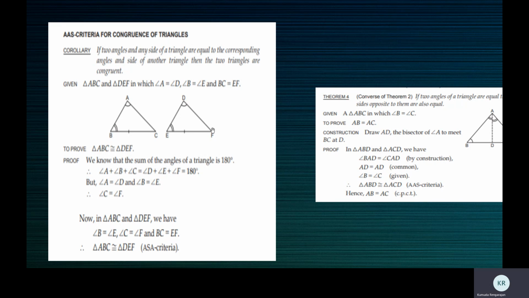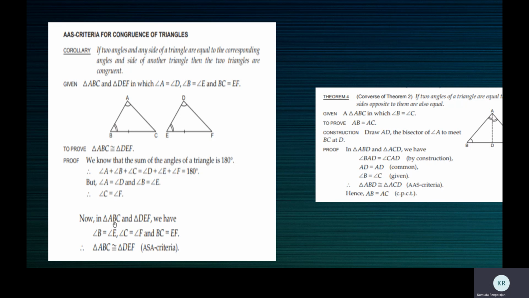Now in the two triangles, we know that angle B is equal to angle E. And now we proved C is equal to F. And we also know that BC is equal to EF. Now just check all this. Take up the LHS: angle B, angle C, BC. Clearly two angles and the included side.